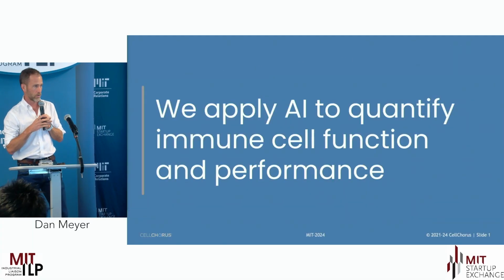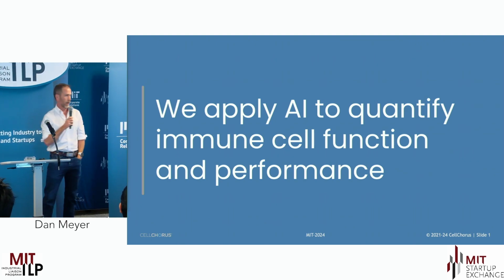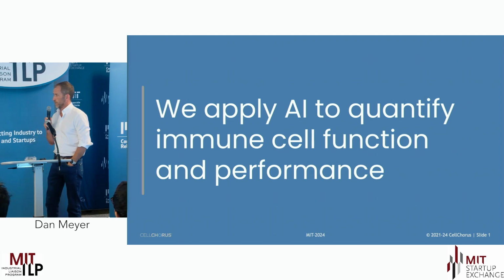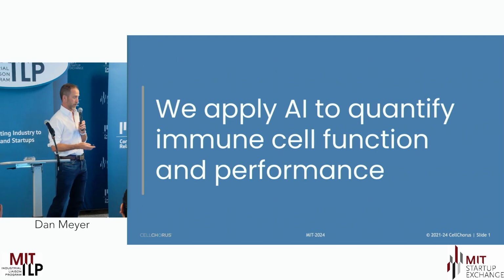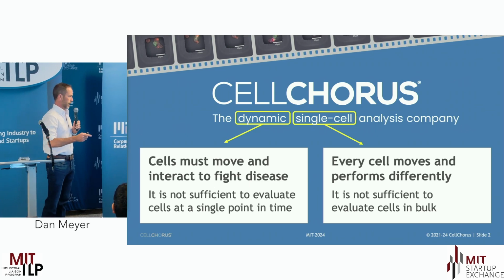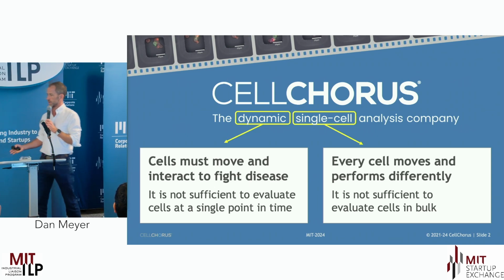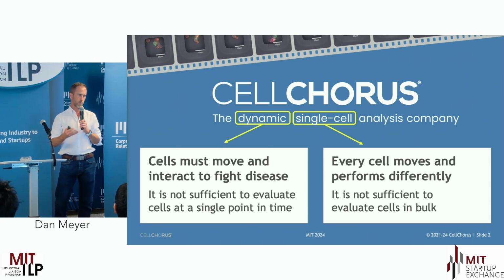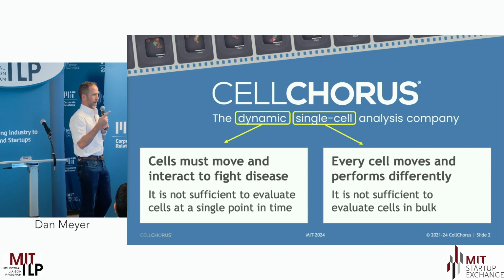I'm the CEO of CellChorus, and we apply machine learning and artificial intelligence to study how immune cells function and perform. We do this at single cell resolution and in high throughput for some of the top researchers and biopharmaceutical companies in the world. The reason we do this is if you are re-engineering cells, recruiting cells, training the immune system, inhibiting immune cells, and you want to understand how your product works, you want to be able to, number one, understand how those cells move and interact because they need to do so to fight disease.